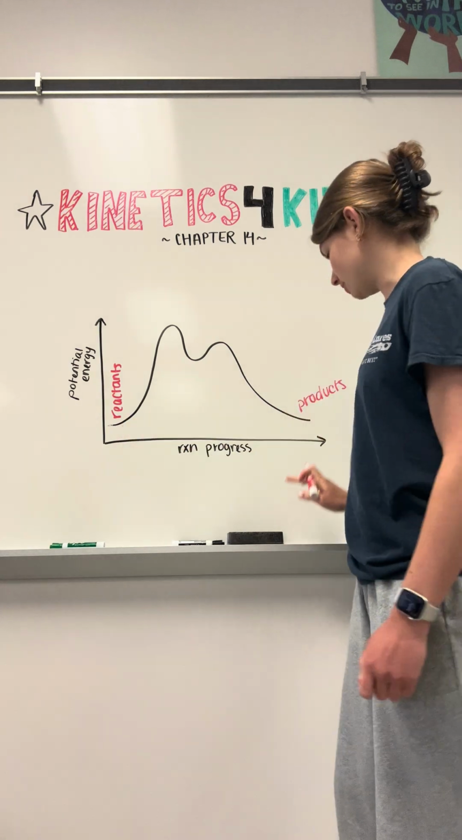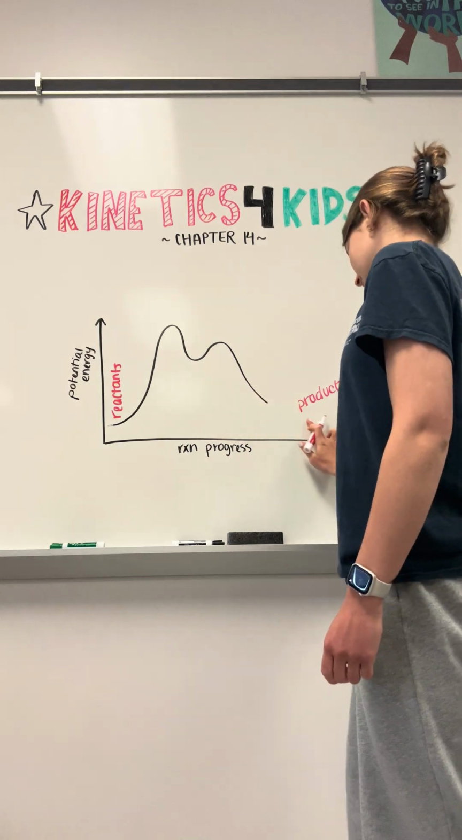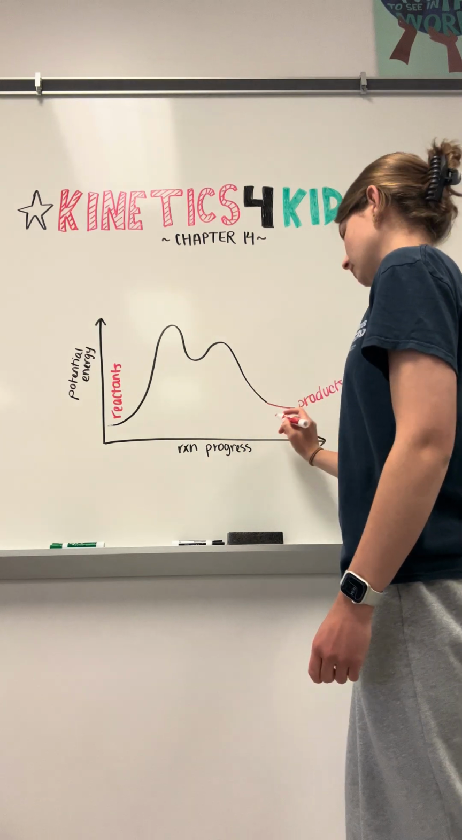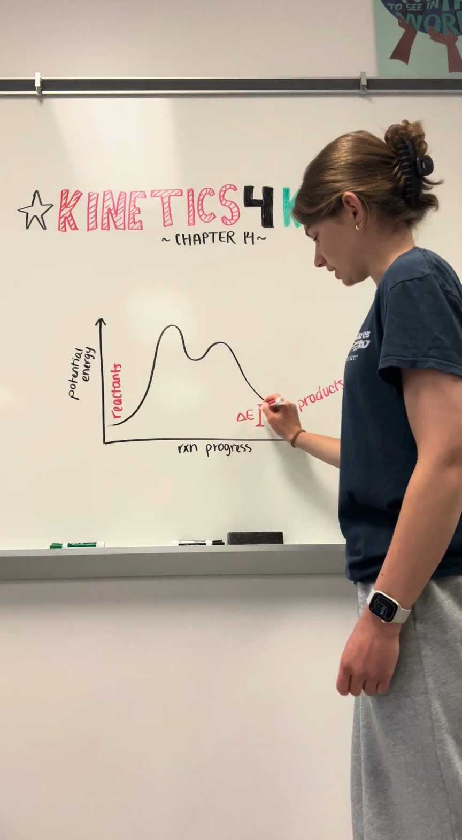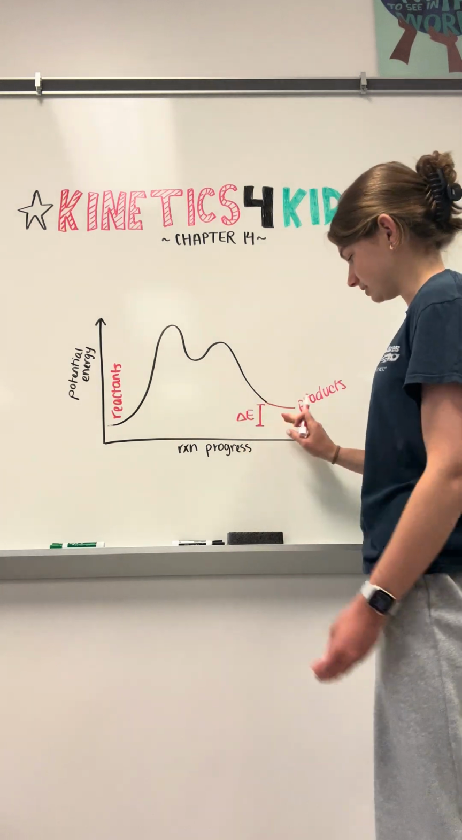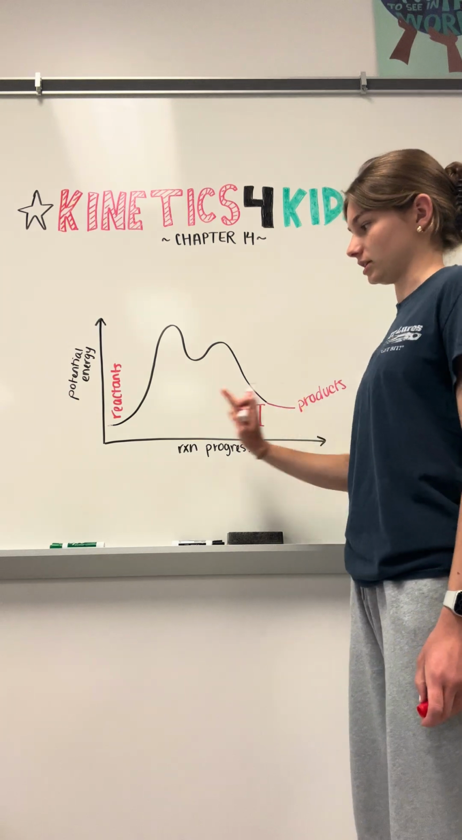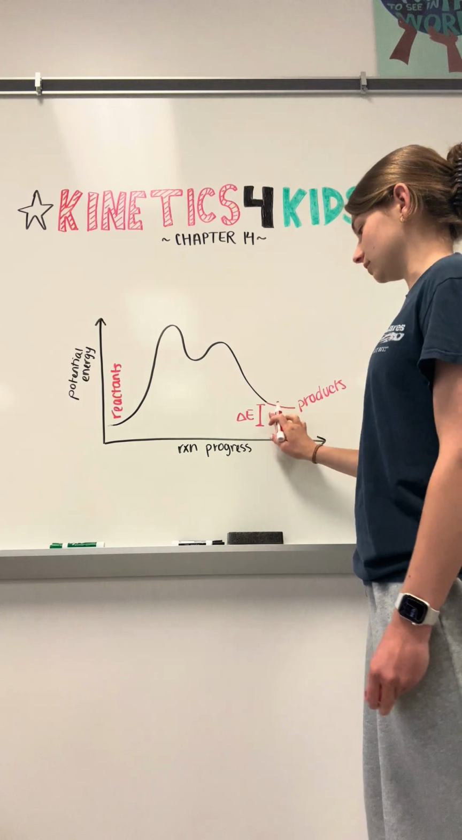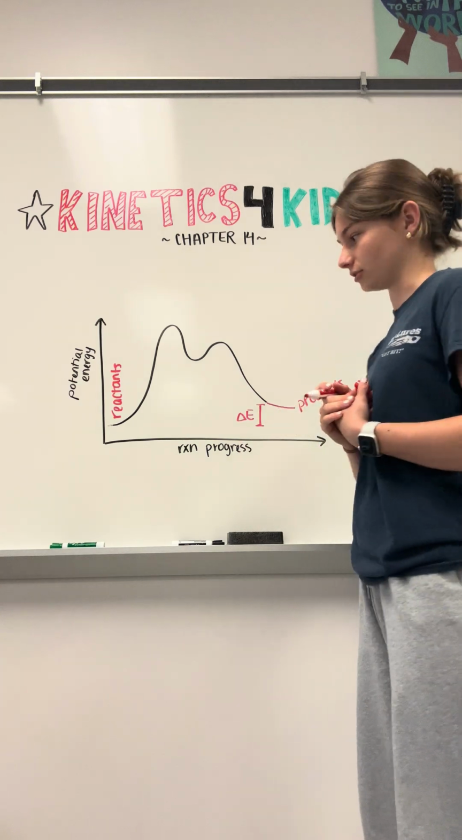Now, the change in energy of this reaction is going to be delta E. And let's make this line a little longer. Our delta E is simply the change in energy of the reaction. And for this particular reaction, it would be endothermic because our products have more energy than our reactants. If the delta E was negative, then our reaction would be exothermic.